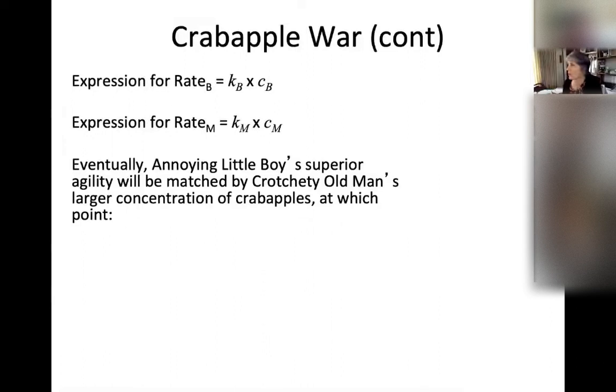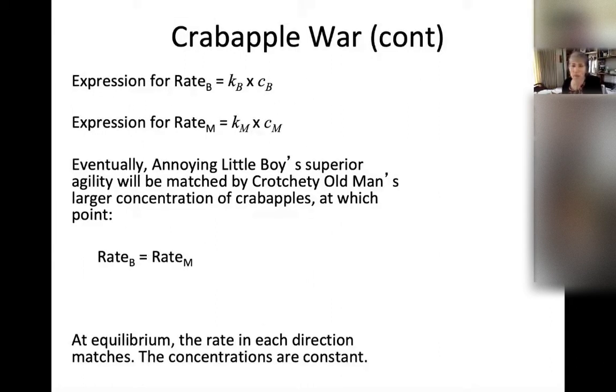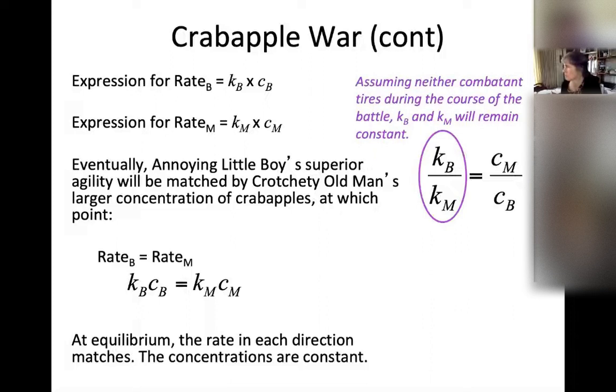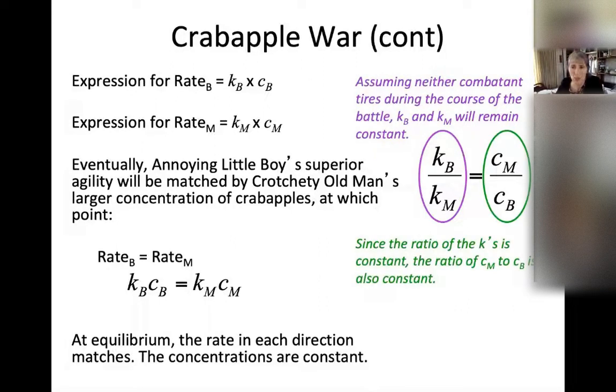All right, so at some point the rates are equal, and the concentration, the number of apples on each side, are no longer changing. And that's how we know we have reached equilibrium. So the ratio of those rate constants equals the ratio of the concentrations. And we saw that in our little activity a second ago. So they reach that equal ratio, and that's going to be our measure of when we've reached equilibrium and where that equilibrium lies.